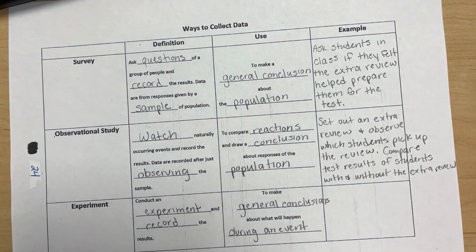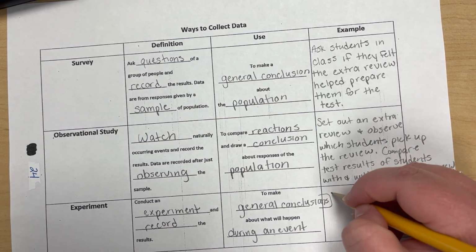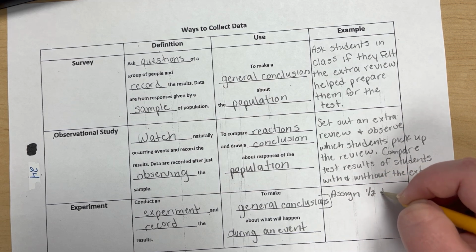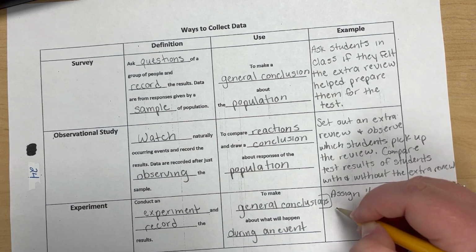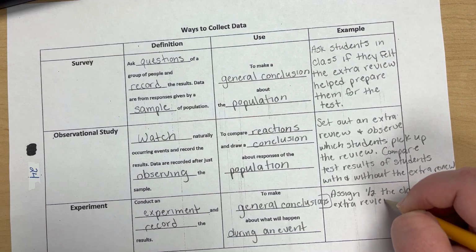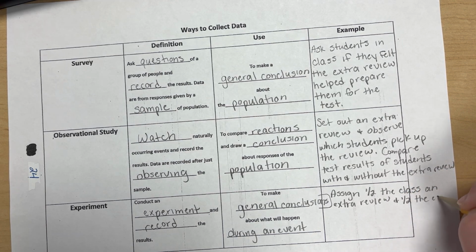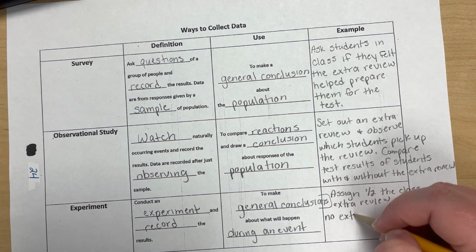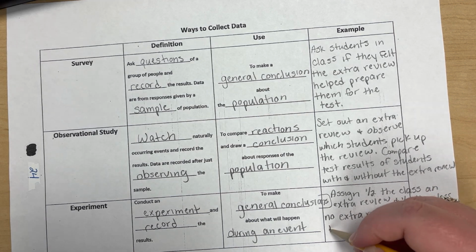Okay, so going with the same idea, the way that this would be different is that I would assign half the class an extra review and half the class no extra review. I would then compare the results of the test.